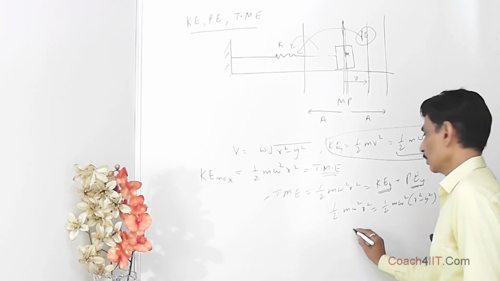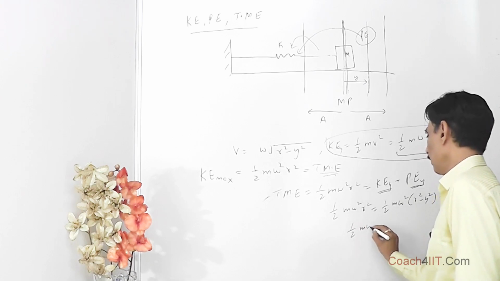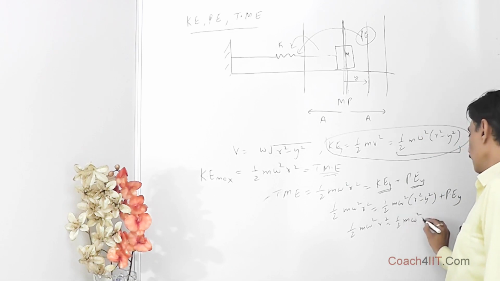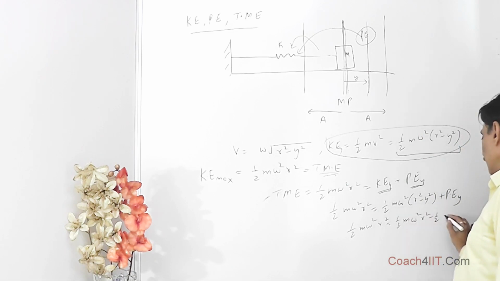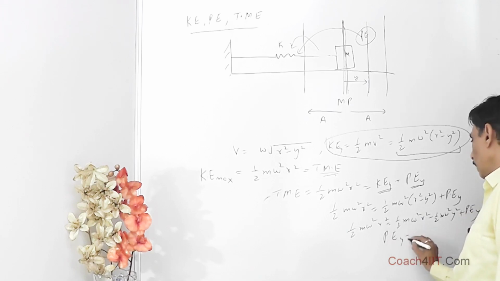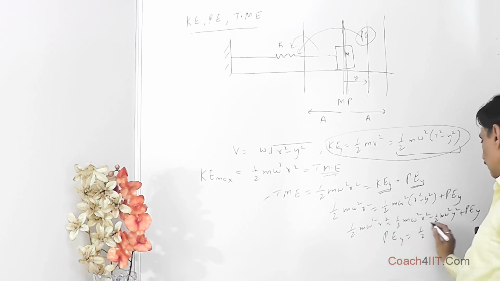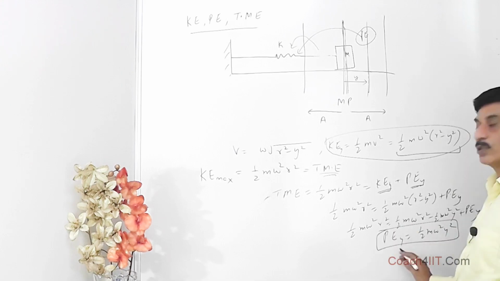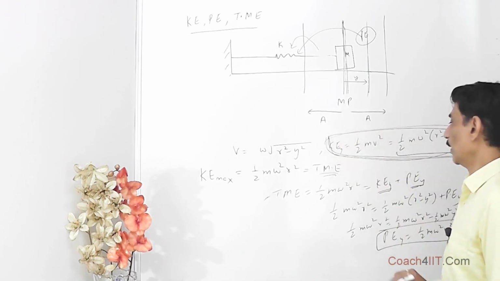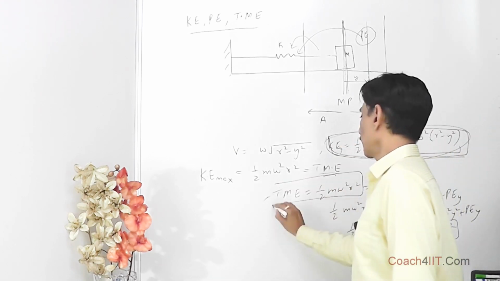So half m omega square r square is equal to half m omega square r square minus, if you open the bracket, half m omega square y square, plus potential energy as a function of y. So the half m omega square r square terms get cancelled, the minus comes over here, and potential energy as a function of y comes out to be half m omega square y square. This is the potential energy as a function of y, this is the kinetic energy as a function of y, and this is the total mechanical energy.